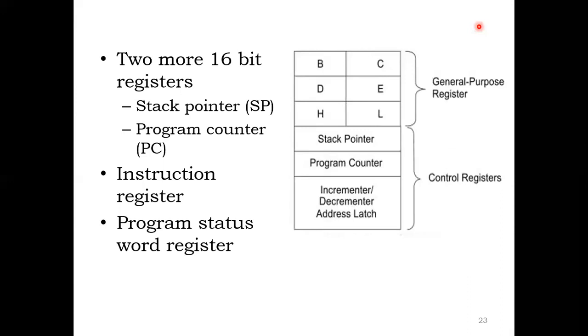Okay, there are 2 more 16-bit registers. One is the stack pointer, and the other is the program counter. The stack pointer is used for memory jump operations. The program counter stores the address of the next instruction which is going to execute. Then the instruction register, then the program status word.